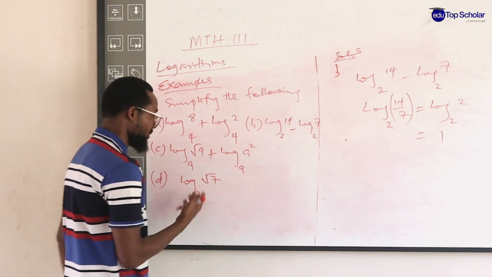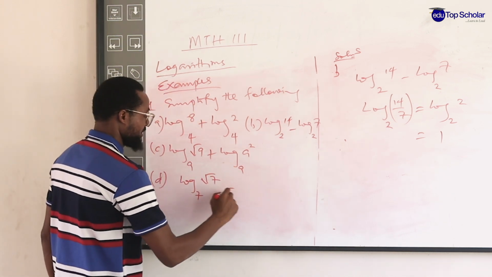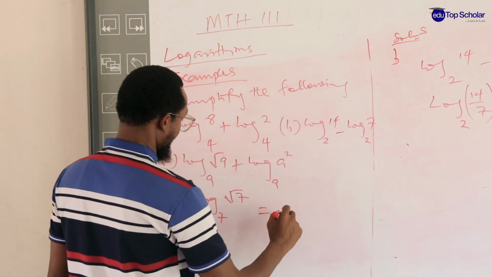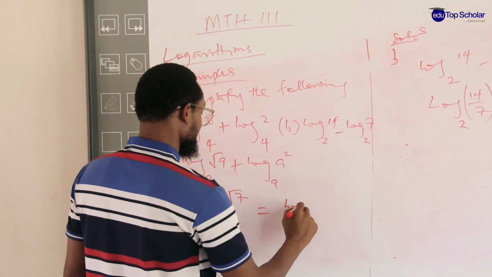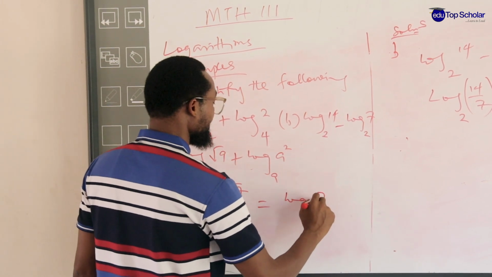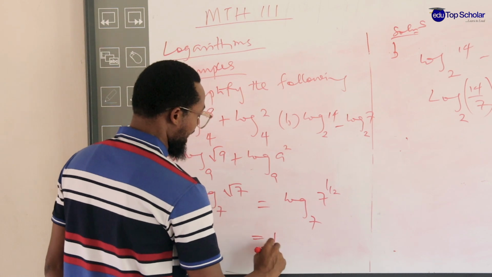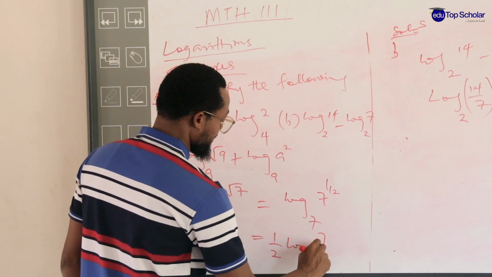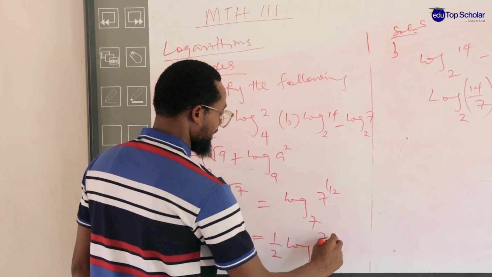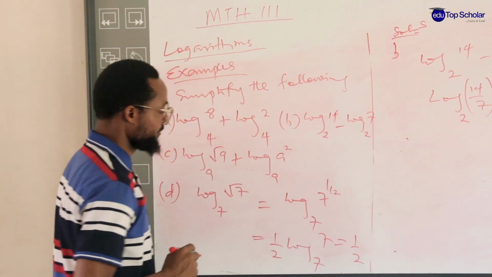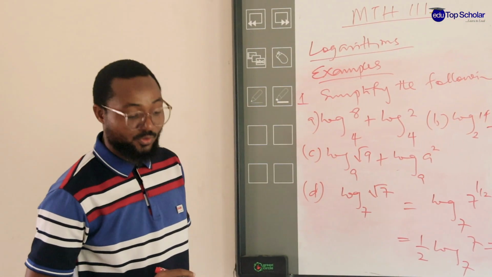I want to take the last one, which is very straightforward. We can rewrite this as log 7 raised to power half, base 7, which will now be half log 7 base 7. And our answer is half. I believe that one is very straightforward.